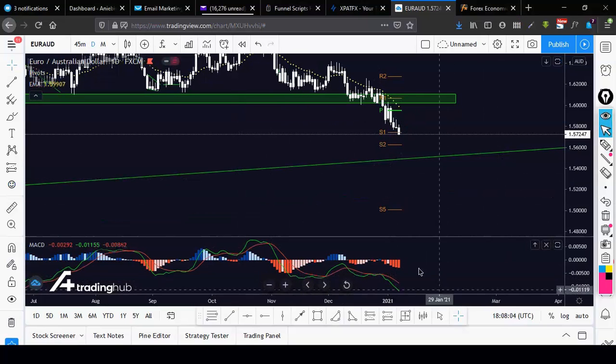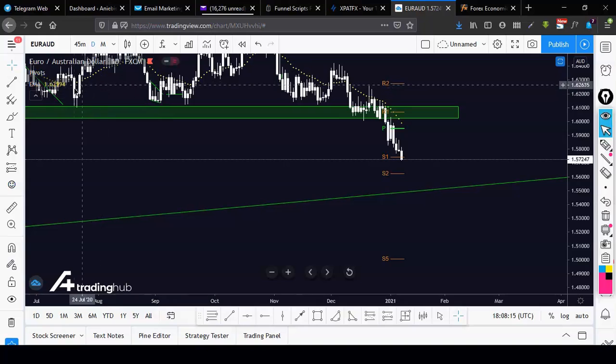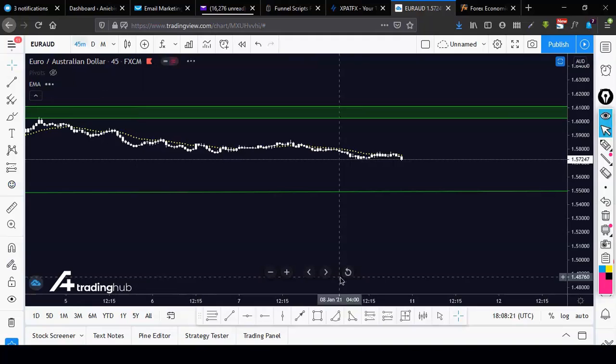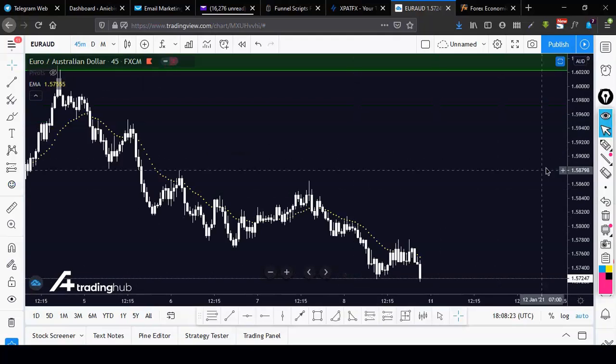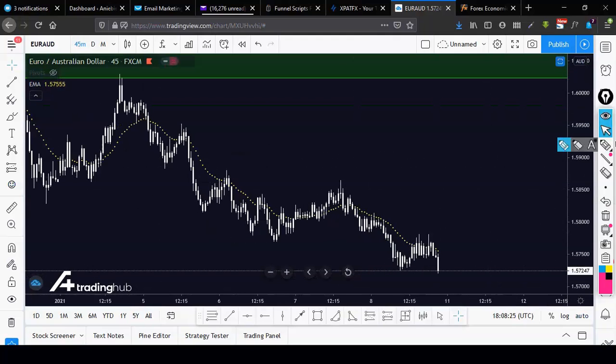MACD is still down. We still have good volumes there on the MACD. Let me take off the MACD and pivot, then let's look at the price action on my entry time frame. So this is what I have on the entry time frame.